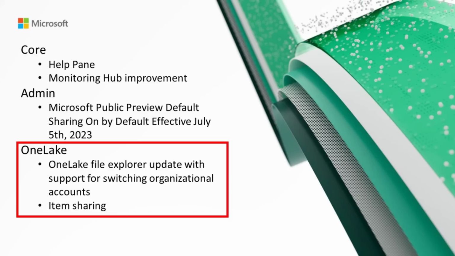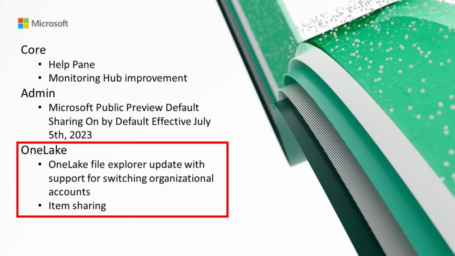Next up, we have OneLake. First, OneLake File Explorer is updated with support for switching organizational accounts. With the latest OneLake File Explorer, v1.0.9.0, it's simple to choose and switch between different Microsoft Azure Active Directory accounts, or AAD accounts. This was a highly requested feature for users who work with multiple AAD tenants across multiple organizations, or even within a single organization.